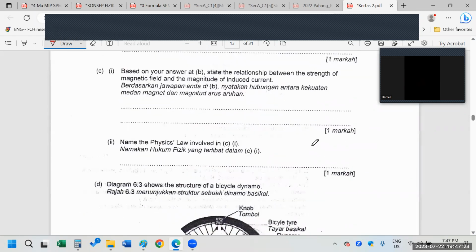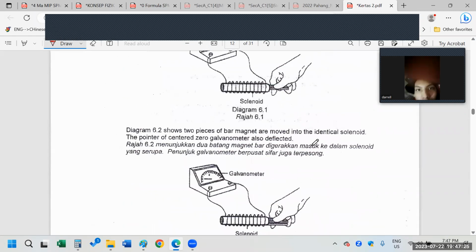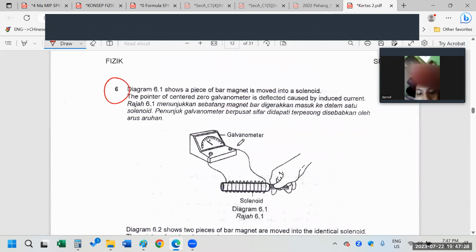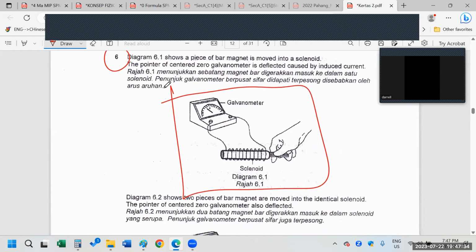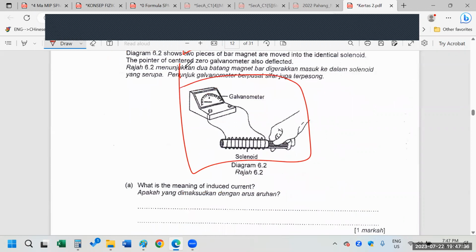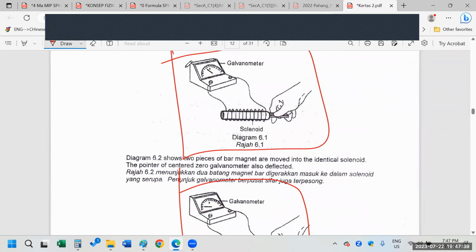okay, number 6. I know you haven't learned this yet. It's a solenoid. Now you look at this, and you look at this. What's the difference? Galvanometer. Galvanometer actually is 0 at the center, means this is small deflection. This is bigger deflection.